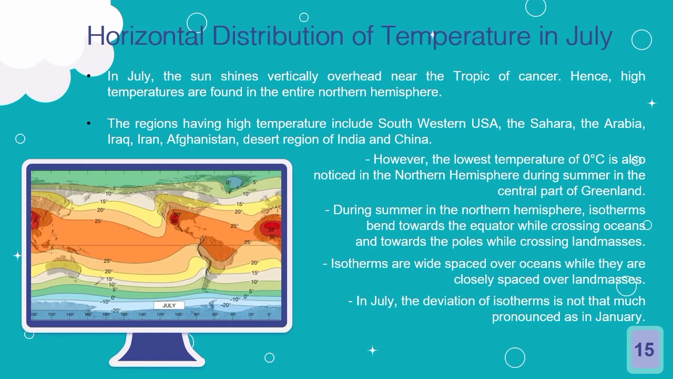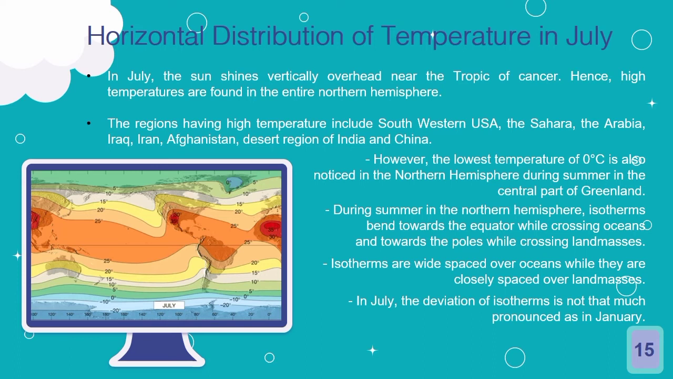China. However, the lowest temperature of 0 degrees Celsius is also noticed in the northern hemisphere during summer in the central part of Greenland. During summer in the northern hemisphere, isotherms bend towards the equator while crossing oceans, and towards the poles while crossing land masses. Isotherms are wide spaced over oceans while they are closely spaced over land masses. In July, the deviation of isotherms is not that much pronounced as in January.